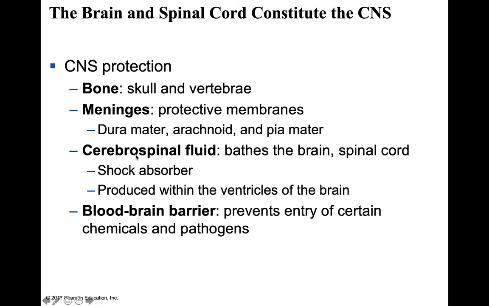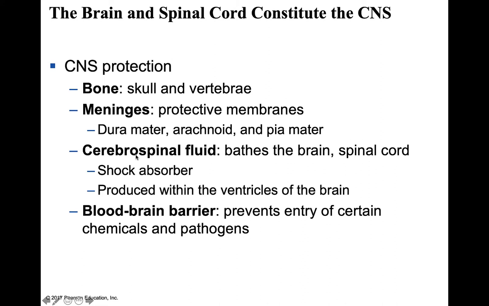So let's take a deeper dive, and there's a couple of things we want to keep in mind here when we're talking about the central nervous system. Remember, it's made up by 2 structures, the brain and the spinal cord, and very well protected. And that kind of makes sense. You really want to protect things that are this important and integral to function.